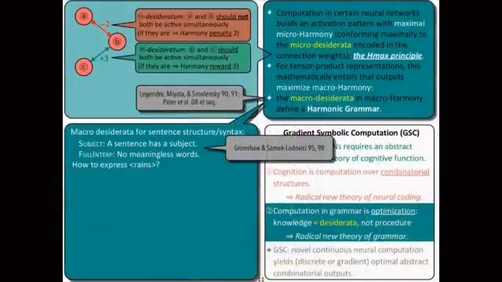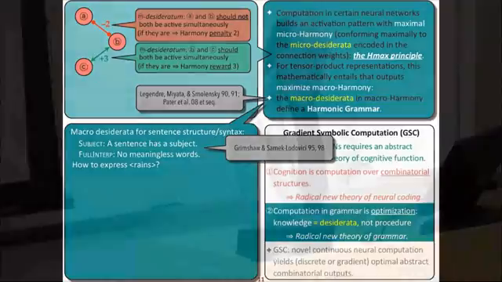Okay, so maybe I should go on then to the new stuff for this lecture. Computation in grammar is optimization. So knowledge of grammar is considered not to be a procedure for rewriting symbols, but rather a set of properties that a well-formed structure ought to have, constraints, and the theories of grammar that result from that, what I want to tell you about here.